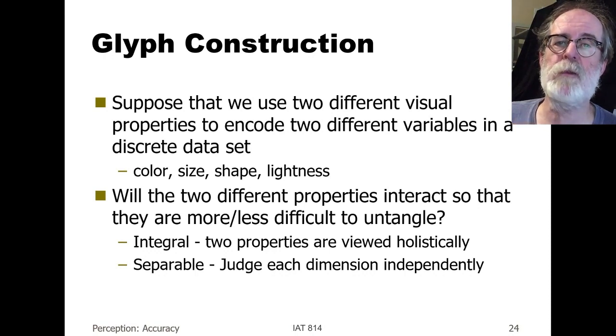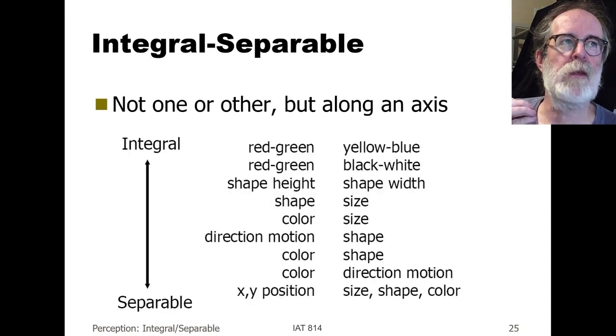And the terminology that we're using for this is integral versus separable. Integral means that the two properties are viewed holistically. We'll show an example in order to make sense of what that means. Separable means that we judge each of the visual dimensions independently of each other. And we'll just have blindingly obvious separable and blindingly obvious integral, and we'll talk about the in-betweens, the things that are a little separable, a little integral, that kind of stuff. Okay, so let's keep going.